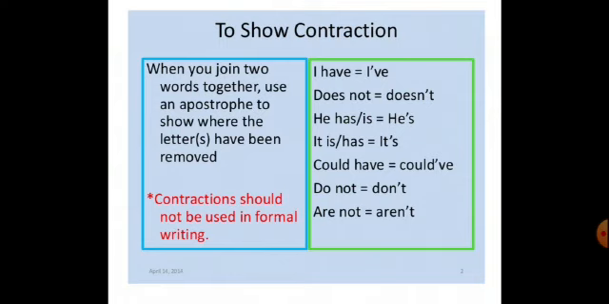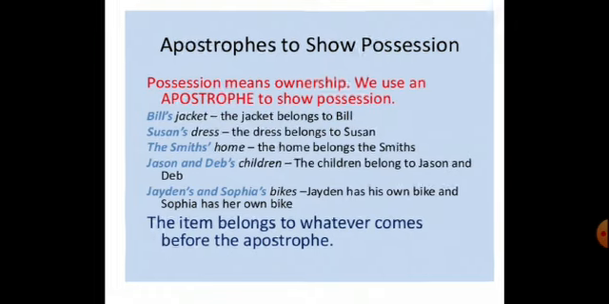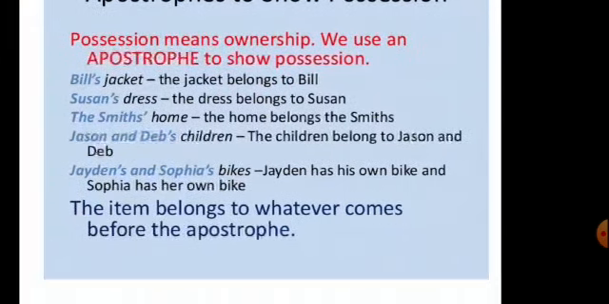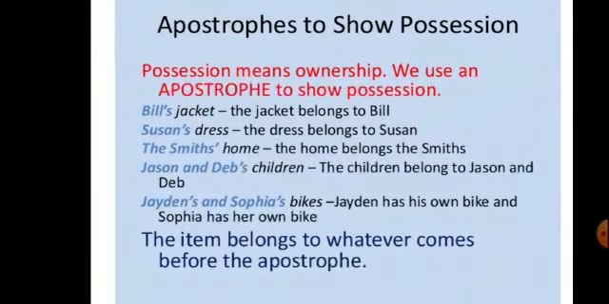Now go to the right side. These are examples for showing contraction. Contraction means the short form, of course. This is the example. Now I have apostrophes to show possession. Possession means the owner. We use an apostrophe to show possession. For example, Bill's jacket. So this means the jacket belongs to Bill.